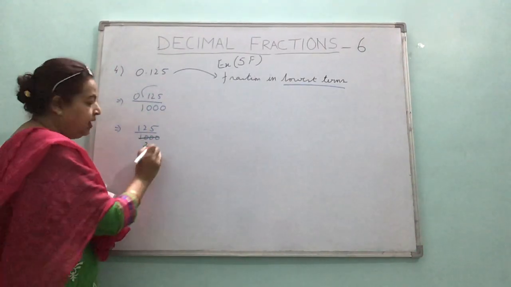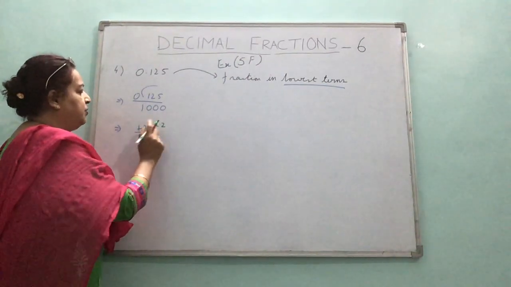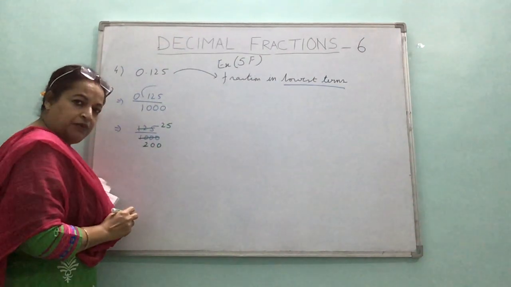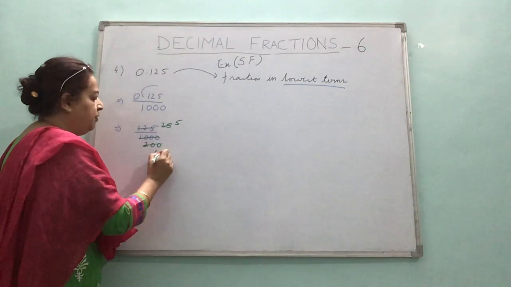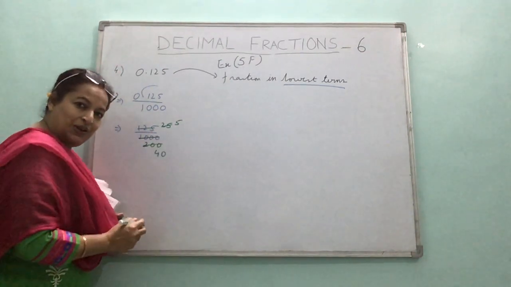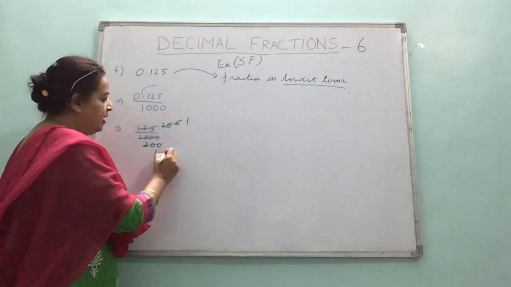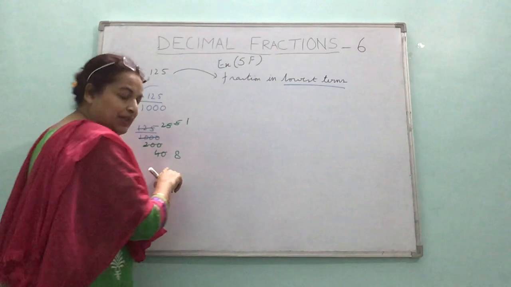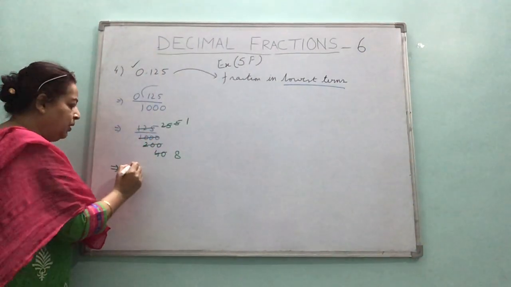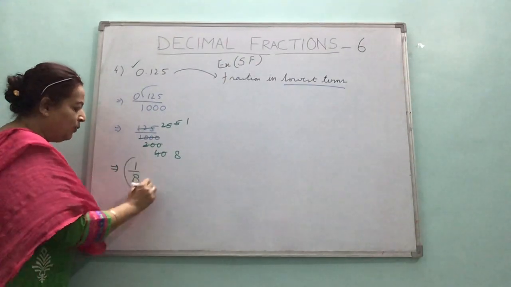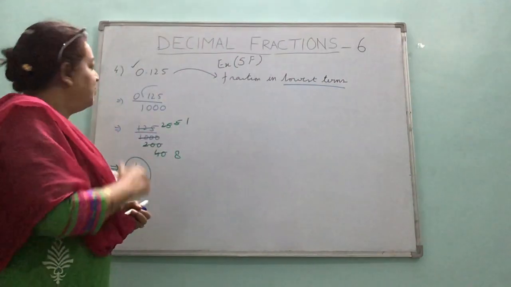5 2 times is 10 and 2 zeros follow. 5 2 times is 10, 2 5 5. Again both have common factor 5. So 5 5 times is 25, 4 0. Again both numerator and denominator have common factor 5. 5 divided by 5 is 1. 5 8 times is 40. So this decimal in the lowest terms is nothing but what? 1 by 8. So that is how you convert decimals to fractions.